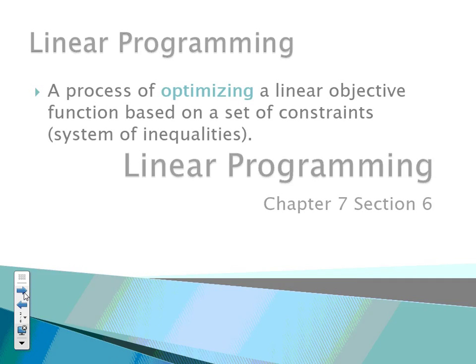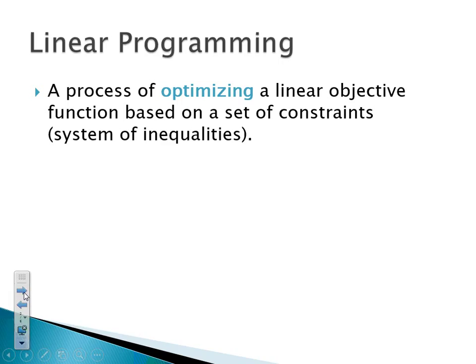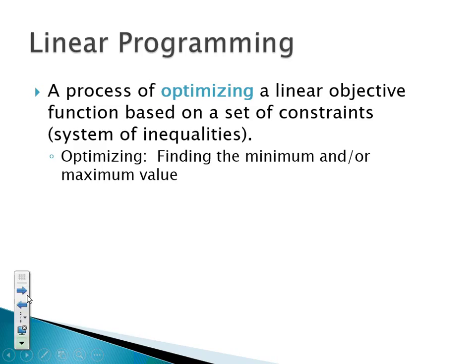When we talk about linear programming, it is the idea of optimizing some equation based on a set of constraints. When we talk about constraints, you can think back to our systems of inequalities from yesterday's video. You're going to see all that pop up again today. We want to go through this idea of optimizing a linear objective function. When we talk about optimizing, we mean we want to find the minimum and/or the maximum value, depending on the setting or the problem.